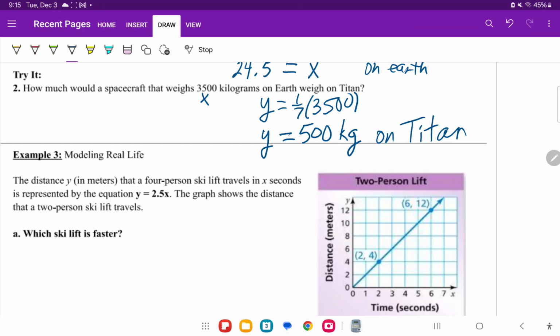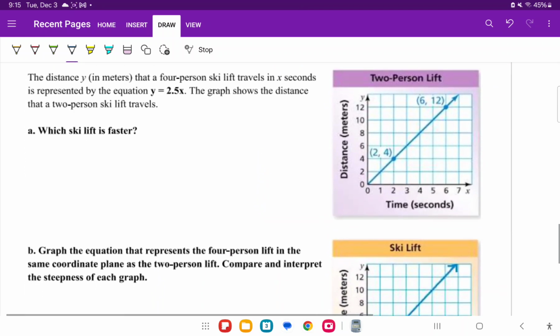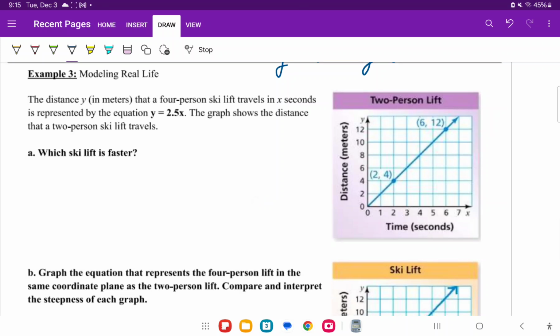Okay, so on example 3, the distance y in meters that a 4-person ski lift travels in x seconds is represented by this equation right here. The graph shows the distance that a 2-person ski lift travels. Which ski lift is faster? Okay, so this graph over here is for a 2-person lift. But this equation right here is for the 4-person ski lift.